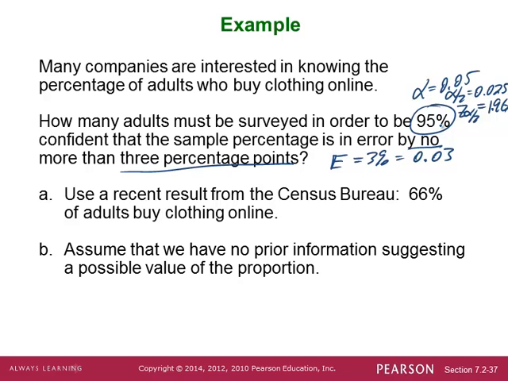Now, we do a little bit of research and saw that from a previous study by the Census Bureau, 66% of adults buy clothing online. Now, look, we're going to do our own survey, but we could use 66% or 0.66 as an estimate of p hat when we calculate our sample size. Otherwise, if we don't trust this, we could just assume that we have no prior information in calculating our sample size. Okay?